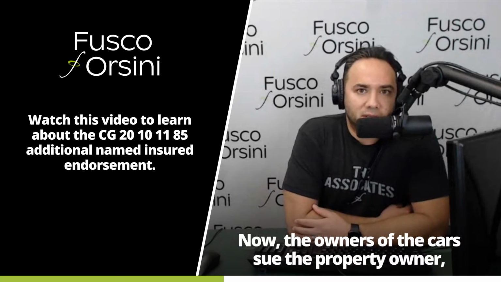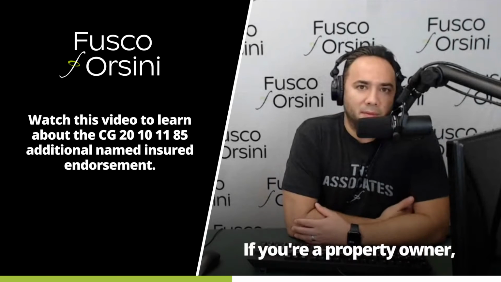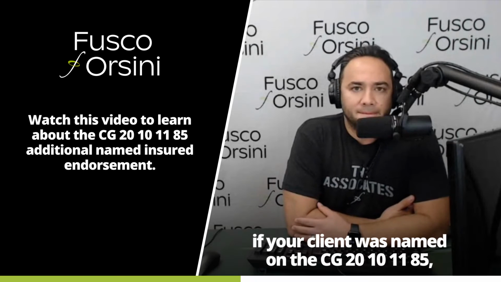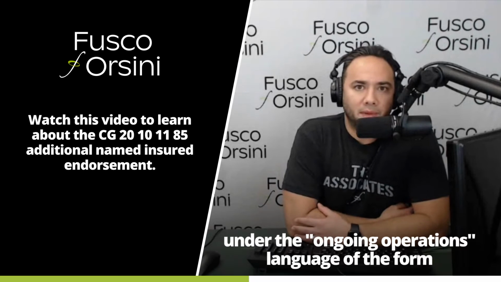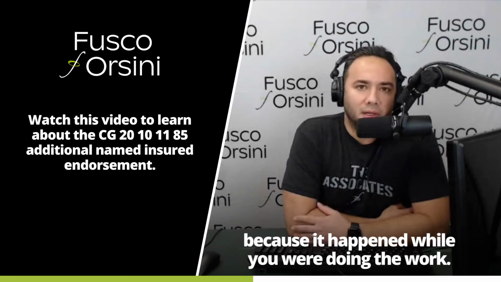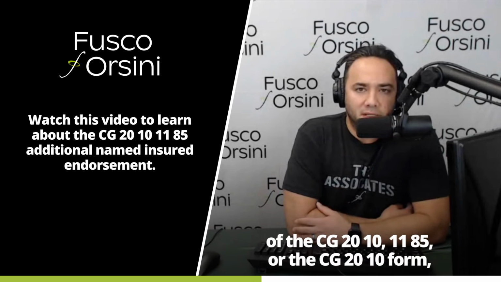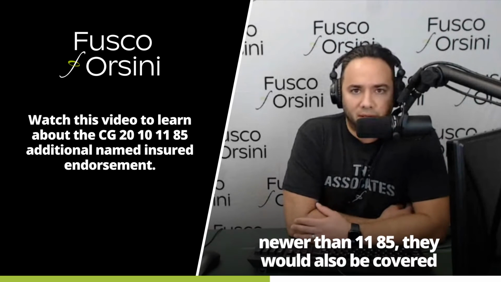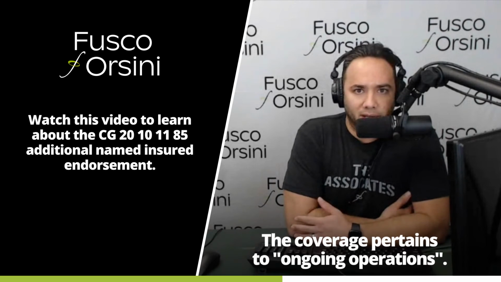Now, the owners of the cars sue the property owner, which is your client, the person that you're building the wall for. If your property owner, if your client was named on the CG 2010 1185, they would have coverage under the ongoing operations language of the form because it happened while you were doing the work. Also, if they were named on a newer edition of the CG 2010 form, newer than 1185, they would also be covered, because the coverage pertains to ongoing operations.